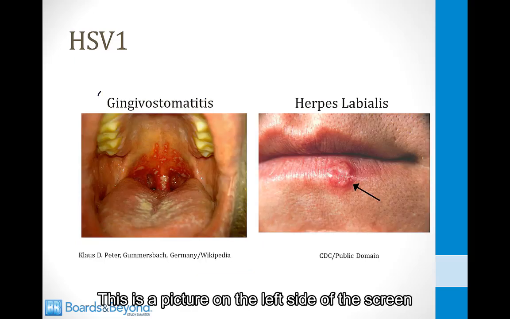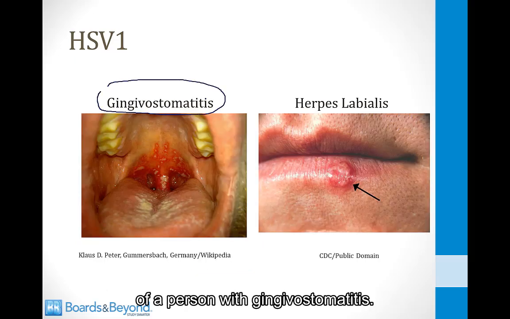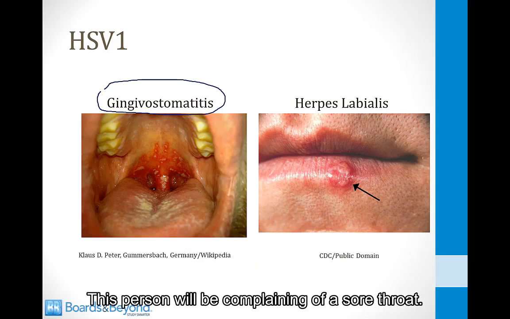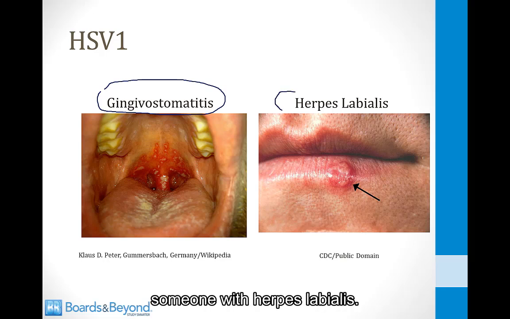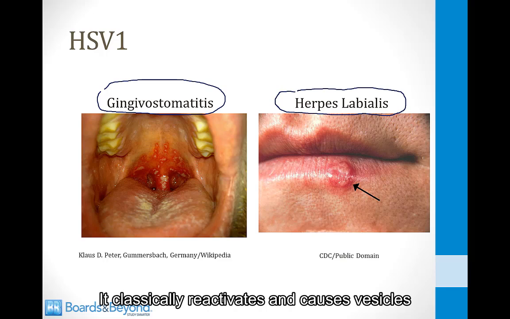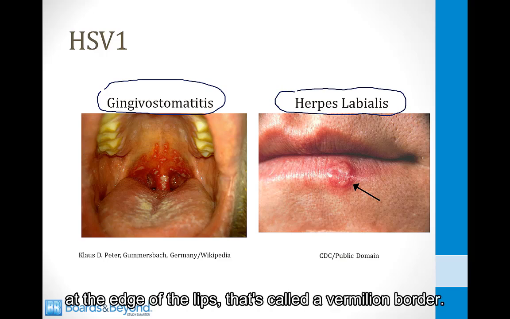This is a picture on the left side of the screen of a person with gingivostomatitis. You can see that the throat is red and that there are little vesicles on it. This person will be complaining of a sore throat. On the right side of the screen is someone with herpes labialis. It classically reactivates and causes vesicles at the edge of the lips.